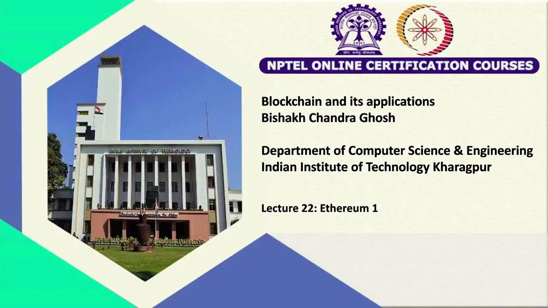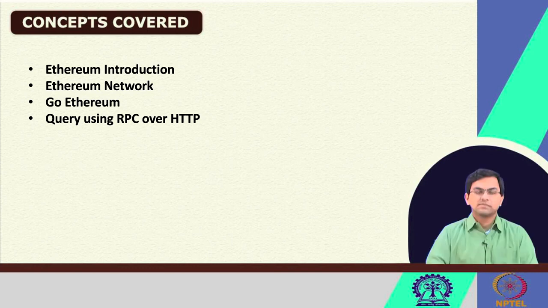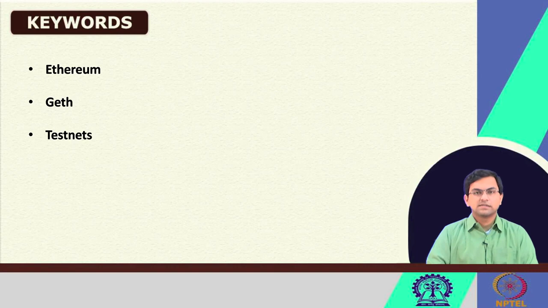Okay. So, in this particular lecture, we will be covering a basic introduction of Ethereum, and then we will talk about what are the different Ethereum networks and how we can connect them using a specific Ethereum client which is called Go Ethereum client. We will also see how we can do some transactions and some queries using this Go Ethereum client. So, the keywords for this lecture are Ethereum, Go Ethereum client, which is also called GETH or GoETH, and then we will also be talking about the test nets, and we will be using those test nets to do some transactions.